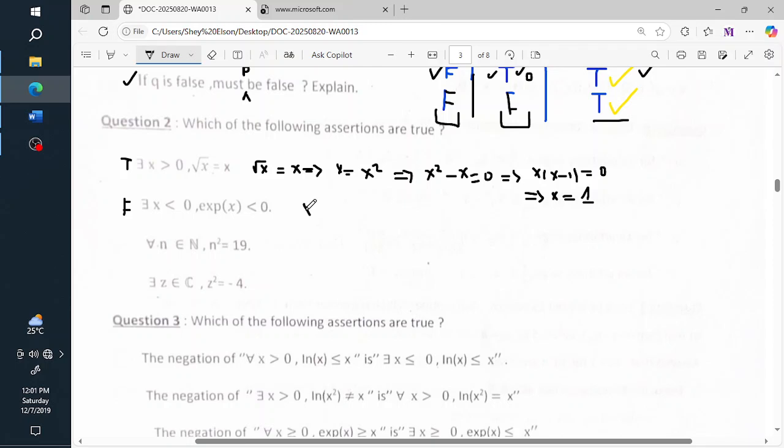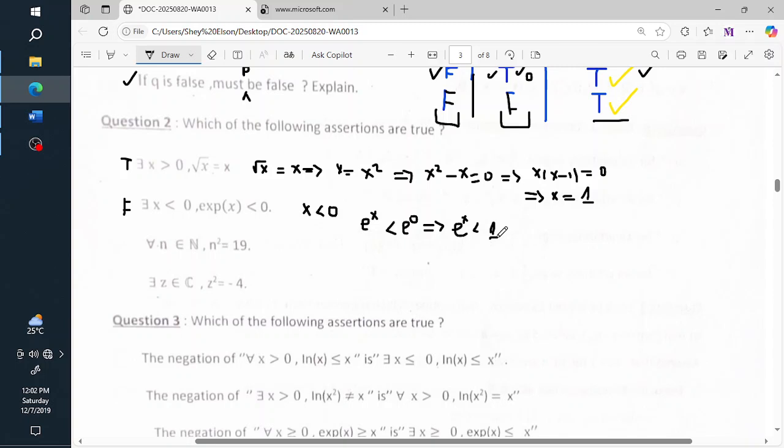We start with x less than 0. If x is less than 0, we can take exponential on both sides. The exponential function is an increasing function, so the exponential of x will be less than the exponential of 0, which means the exponential of x will be less than 1. But less than 1 does not mean less than 0. Because the exponential function is a positive function, it is going to be between 0 and 1.